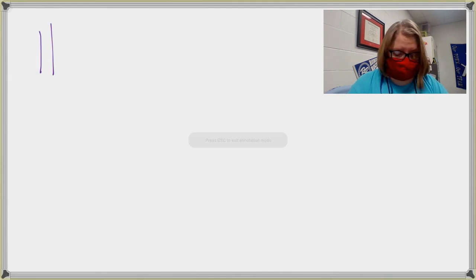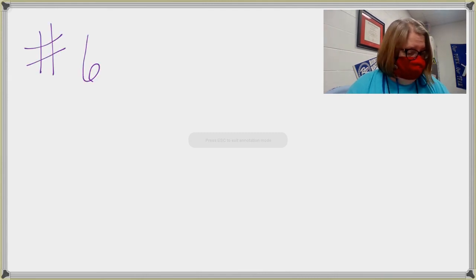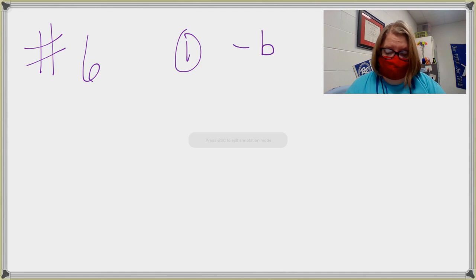I wanted to tell you about number 6 on 5.2. It's a word problem. Here are your steps for this word problem. You might want to jot these down. You're going to first use negative b over 2a and then plug that in for your x to get your vertex.